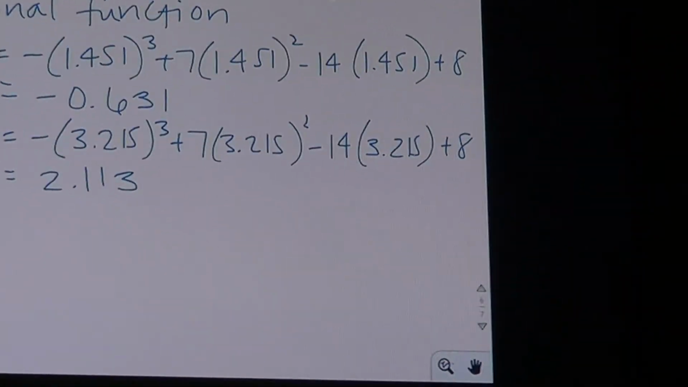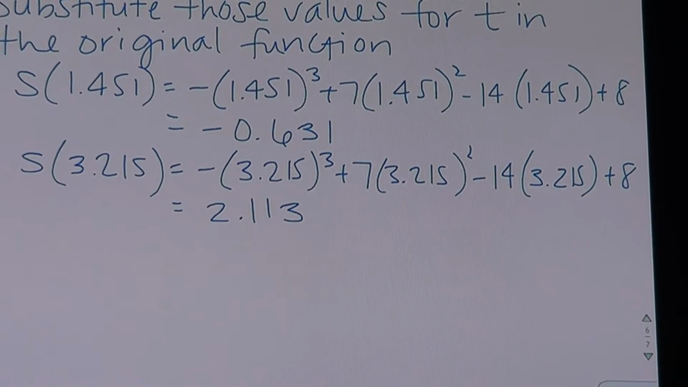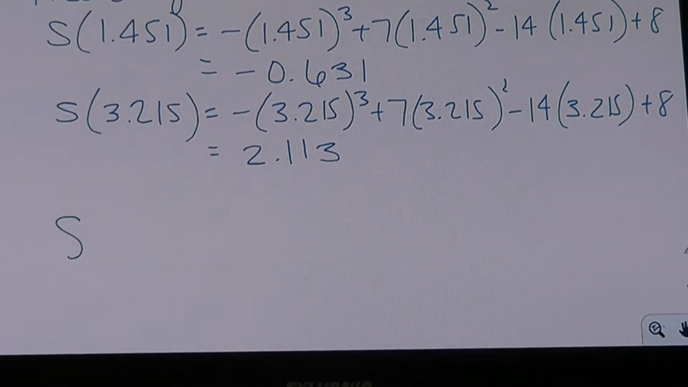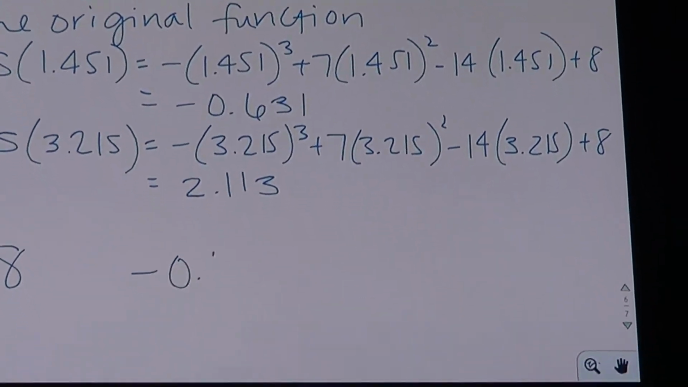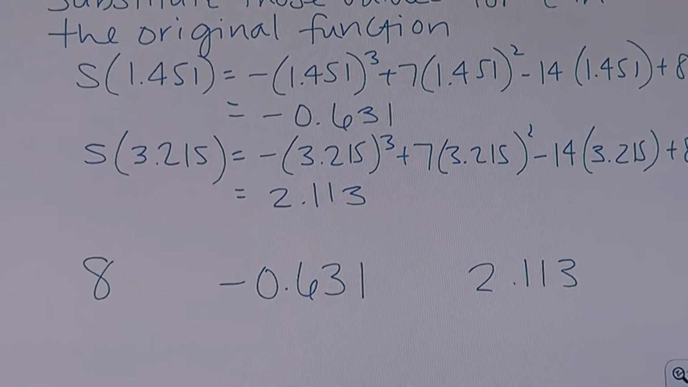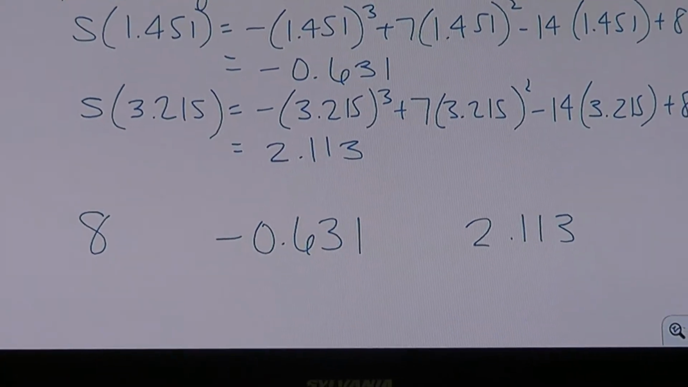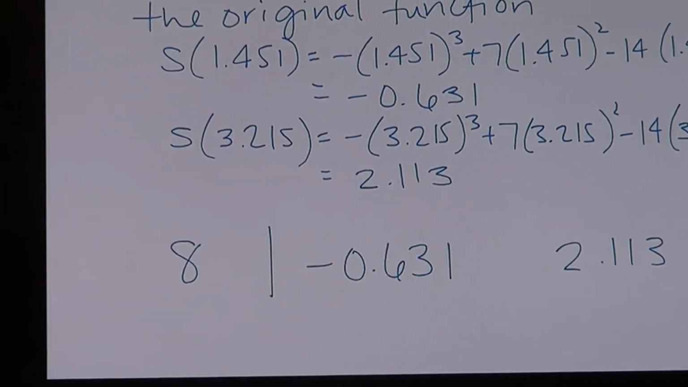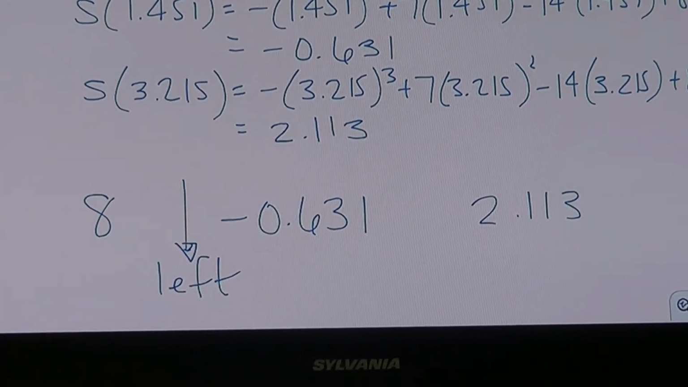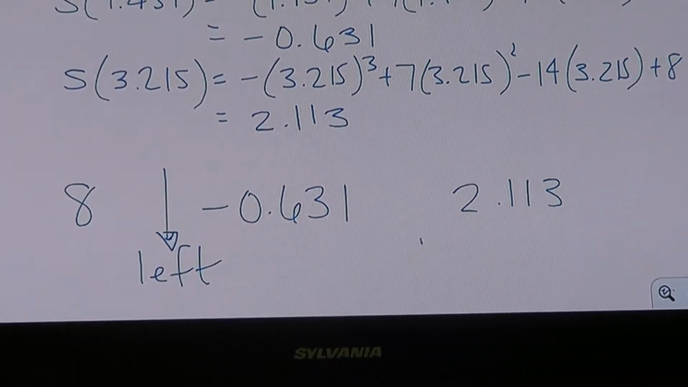And then you can draw a rough sketch to figure out if it's increasing or decreasing, or just think about the y value. So the y values went from 8 to negative 0.631 to 2.113. To go from 8 to negative 0.631, is it going up or down? Down. So meaning it's moving left. And to go from negative 0.631 to 2.113, it's going up.